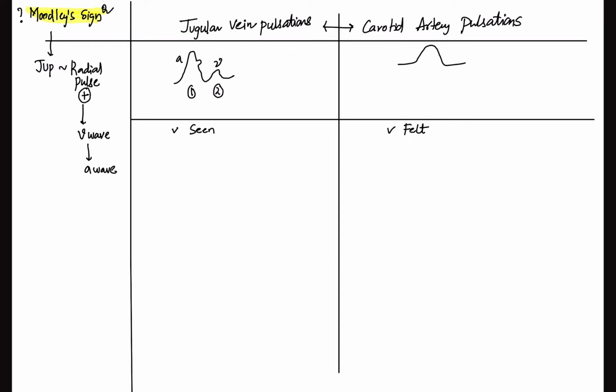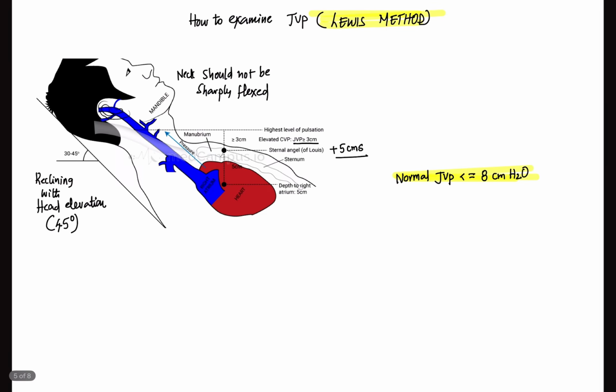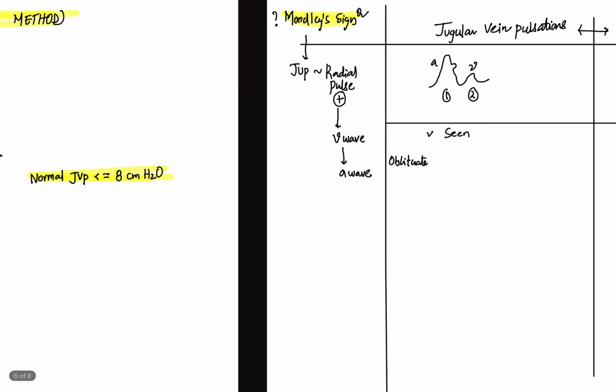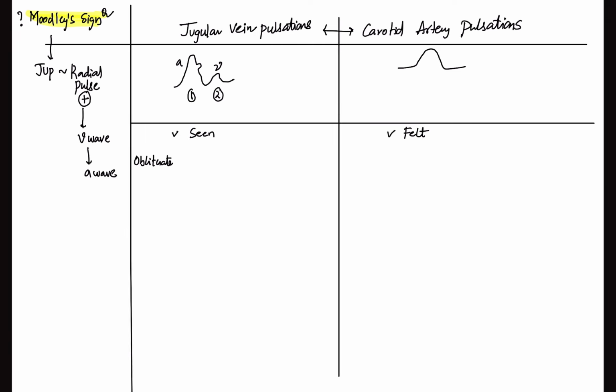When you try to obliterate them, that means if you put pressure on the clavicle here to obstruct this, venous pulsations are easy to obliterate, whereas carotid pulsations cannot be obliterated, because the carotid is a little deeper and it is muscular. The arteries are highly muscular, veins are a little less muscular. So this is the second key difference.